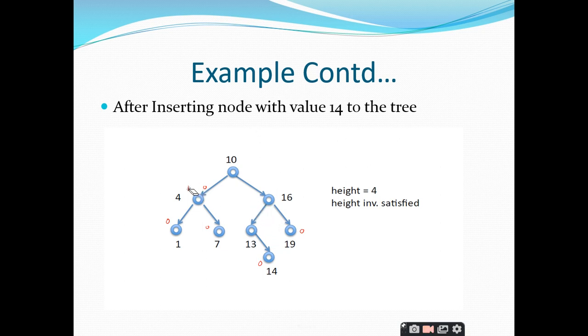Now tell me what is the balance factor of 13? It is minus 1. So what is the height of the left subtree of 13? 0, right. What is the height of the right subtree of 13? 1. So 0 minus 1 becomes minus 1. Therefore the balance factor of this 13 is minus 1. Now what about the 16?